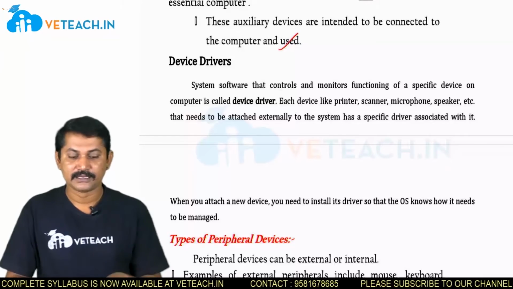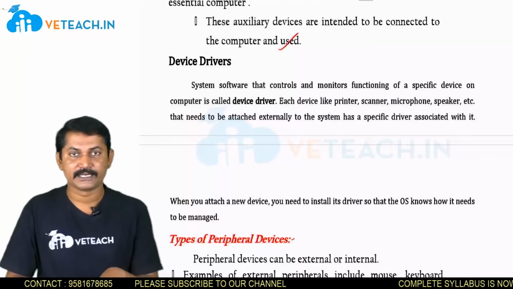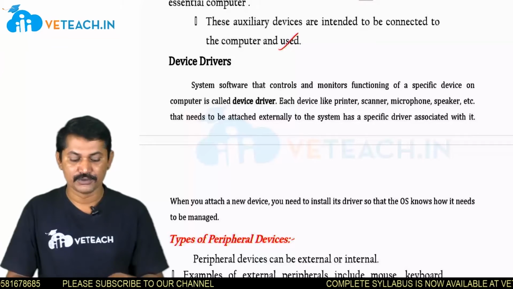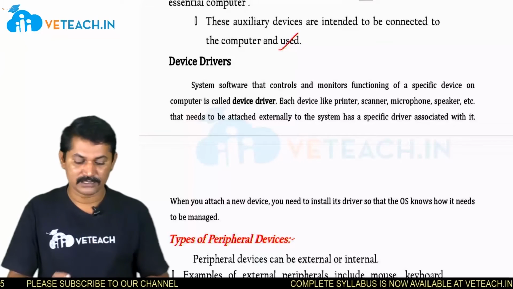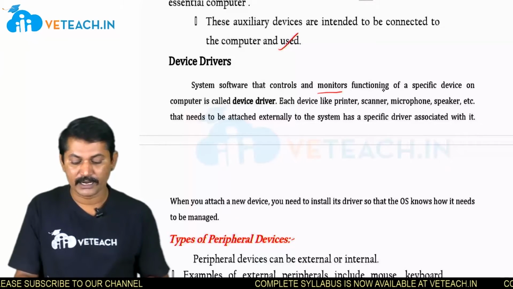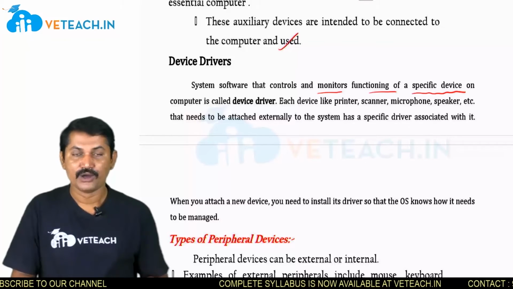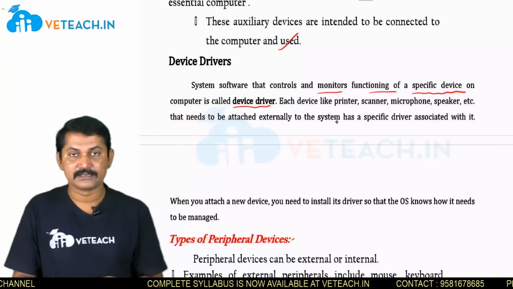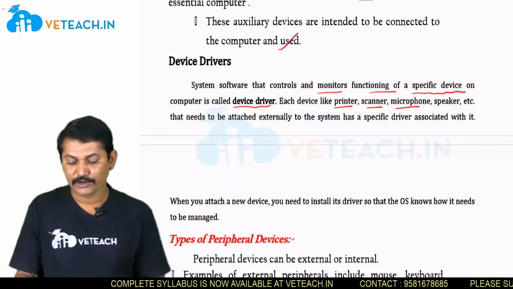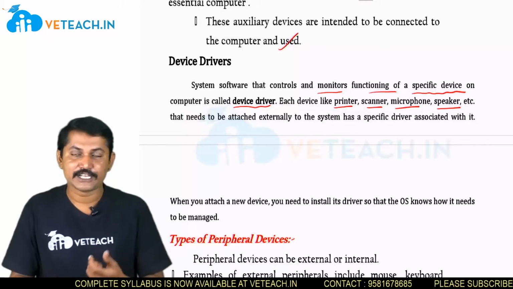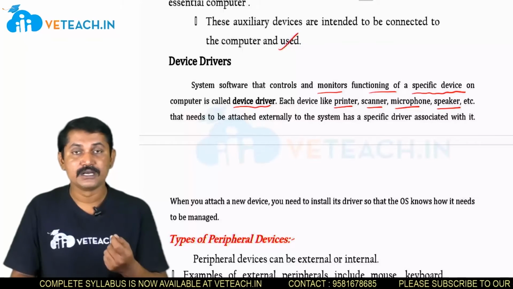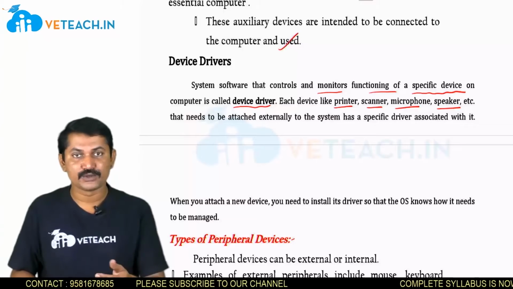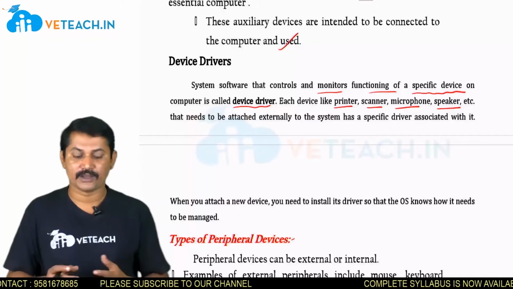For that one, the peripheral that is going to be connected to the computer, to make it ready to use, we need device drivers. System software that controls the monitor and functioning of a specific device on the computer is called a device driver. And each device like printer, scanner, microphone, speaker that is attached to the computer has its own specific device driver, and only then will it associate with the functionality and the working of the computer.